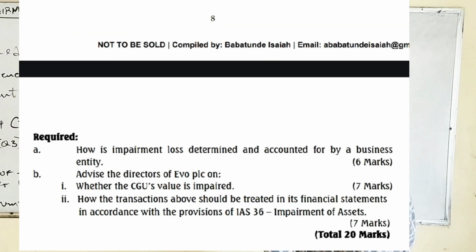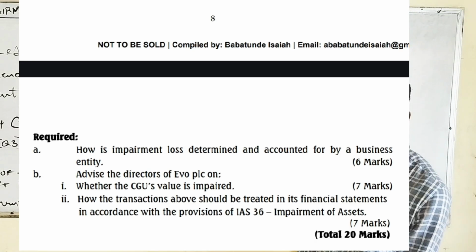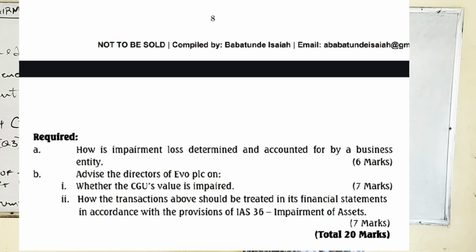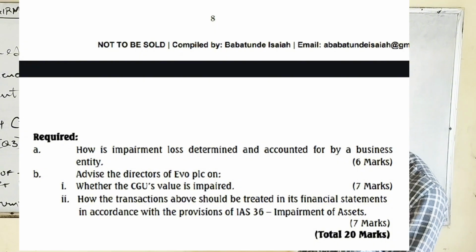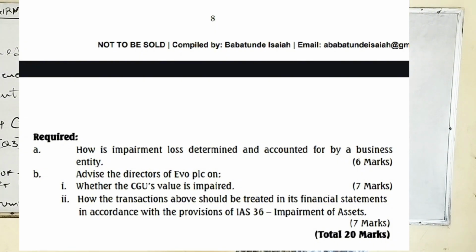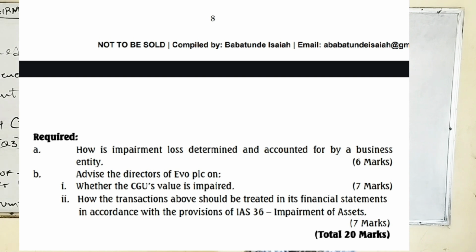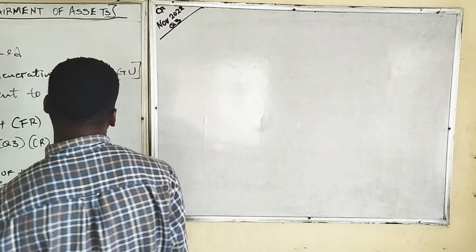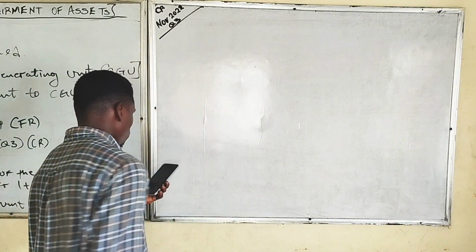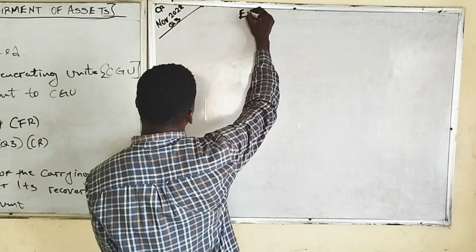Required: A, how is impairment loss determined and accounted for by a business entity? B, advise the directors of Evo PLC on whether the cash generating unit's value is impaired. Then the last one, how the transaction above should be treated in its financial statements in accordance with the provisions of IAS 36, Impairment of Assets. So that's also a 20 marks question. So Evo PLC.